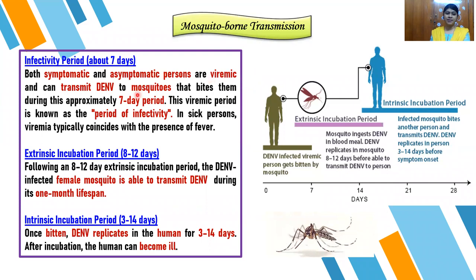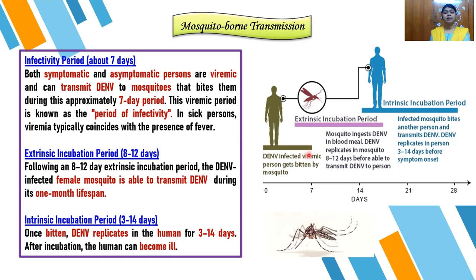Mosquito-borne transmission. First, the infectivity period. Symptomatic as well as asymptomatic patients who are viremic, meaning who are showing the presence of virus in the blood, are able to transmit this dengue virus to the mosquitoes when the mosquito bites them, which happens approximately during a 0 to 7 day period. This viremic period, we call it the period of infectivity.